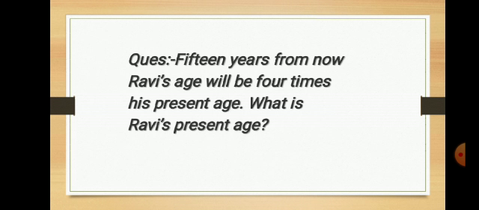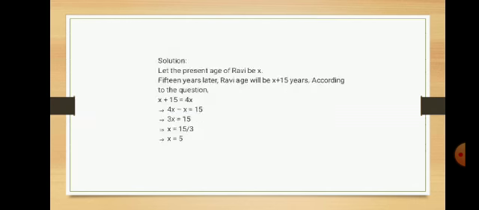Next, 15 years from now, Ravi's age will be 4 times his present age. What is Ravi's present age? So whatever we have to find, we can let it be any variable. So let Ravi's present age be x. 15 years later, later means baad mein. So Ravi's age after 15 years will be x plus 15.